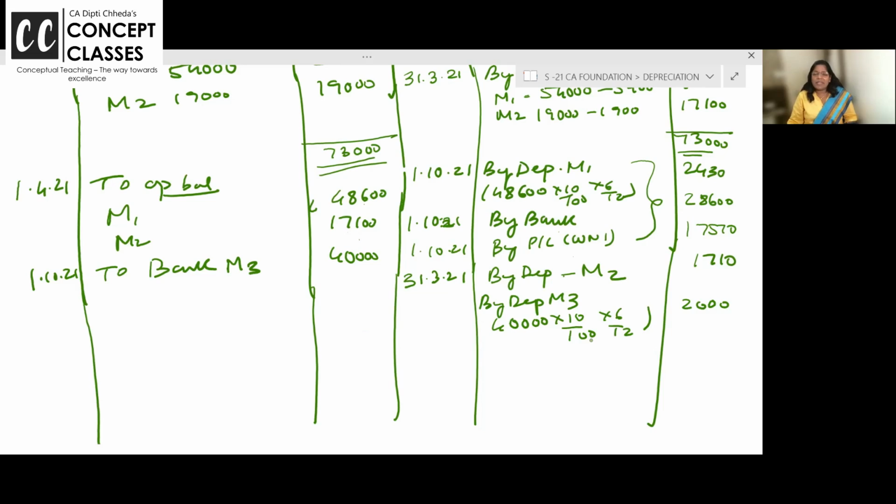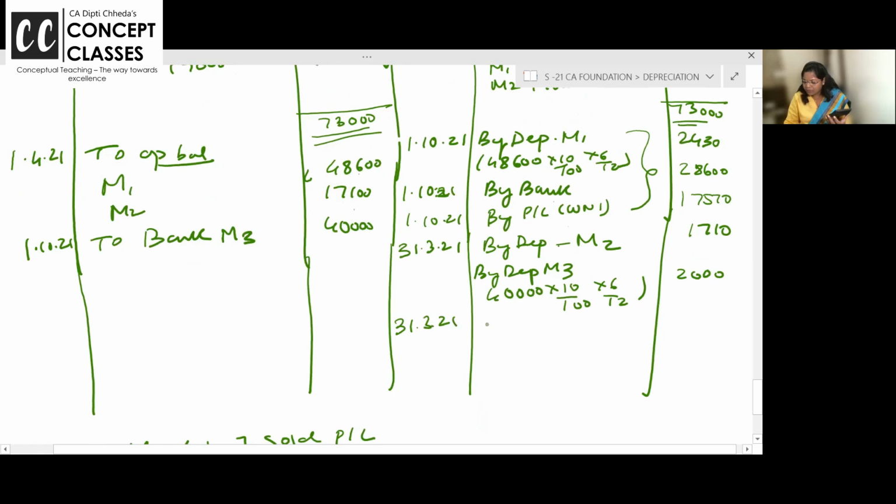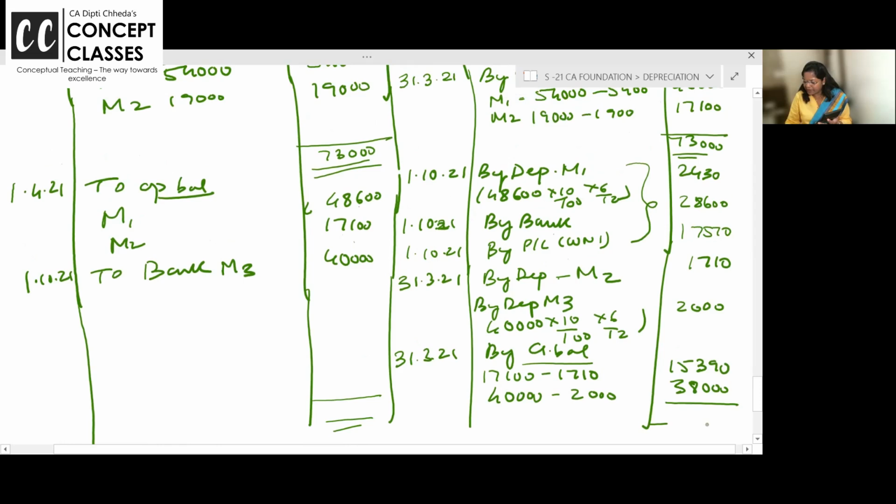Dear students, depreciation is very important not only for accounts later but even for income tax. If you calculate like this, do it properly. Now let us calculate the closing balance of remaining machines. 17,100 minus 1,710. I told you no logic, no analysis, but lot of calculations. 40,000 minus 2,000, 38,000. Done. Check the total to see whether it is tallying: 48,600 plus 17,100 plus 40,000, 1,05,700 minus 2,430 minus 28,600. 17,570, 1,710, 2,000, 15,390, 38,000. Done.